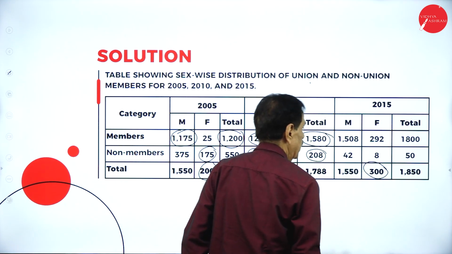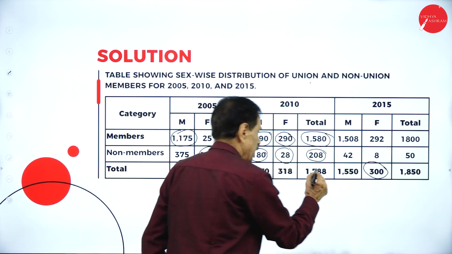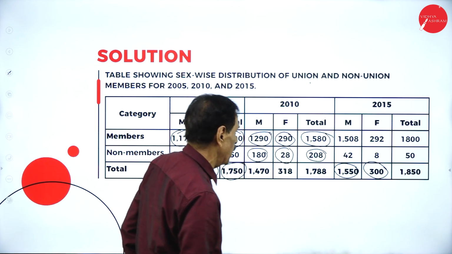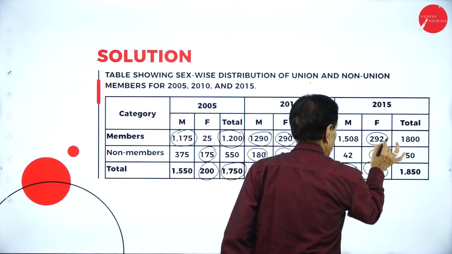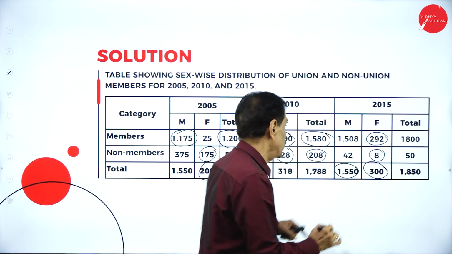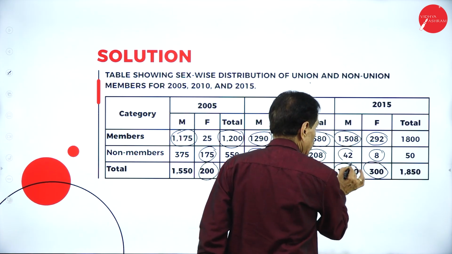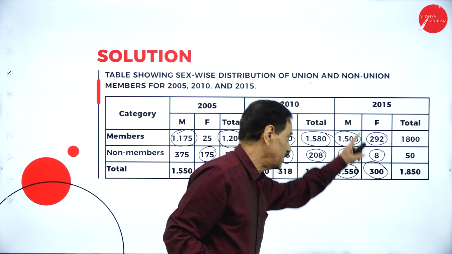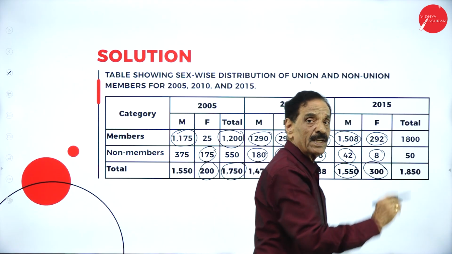Out of 1,850, 300 were women, means 1,550 are men. Of the women, only 8 do not belong to the trade union. So how much belongs to the trade union? 292. So 1,550 minus 292 is 1,258. 50 minus 8 is 42. Add this, no? This is 1,550, this is 300, this is 1,850. The missing figure you have to calculate.